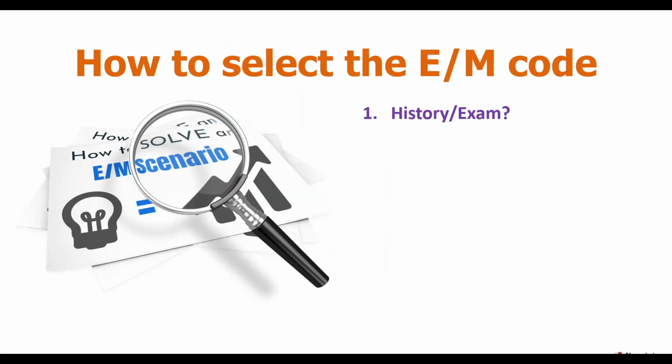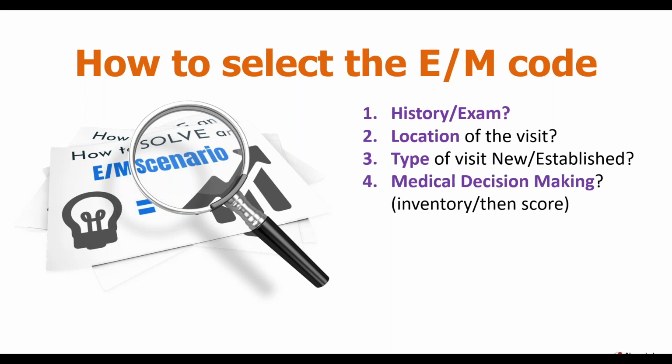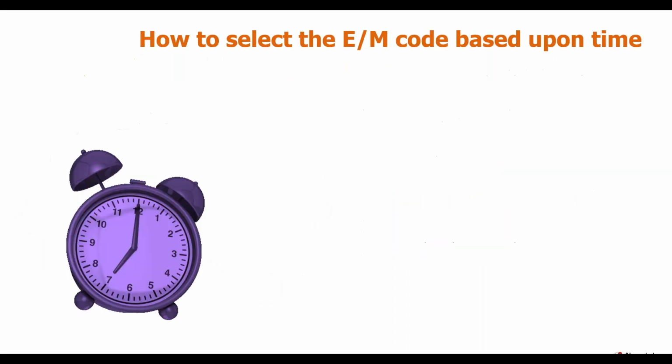How to select an E&M code when the time is not documented? In those scenarios, the questions will remain the same except for one: whether there's a medically appropriate history or exam, the location of the visit, the type of the visit, whether it's a new patient or an established patient, and the medical decision making. Then we would inventory them and then score. Yes, we are going to review how to score the MDM portion. For that, we use the PDR chart, which we will talk about on the coming slide. And step 5, E&M tables to select the code, and finally apply all the guidelines.